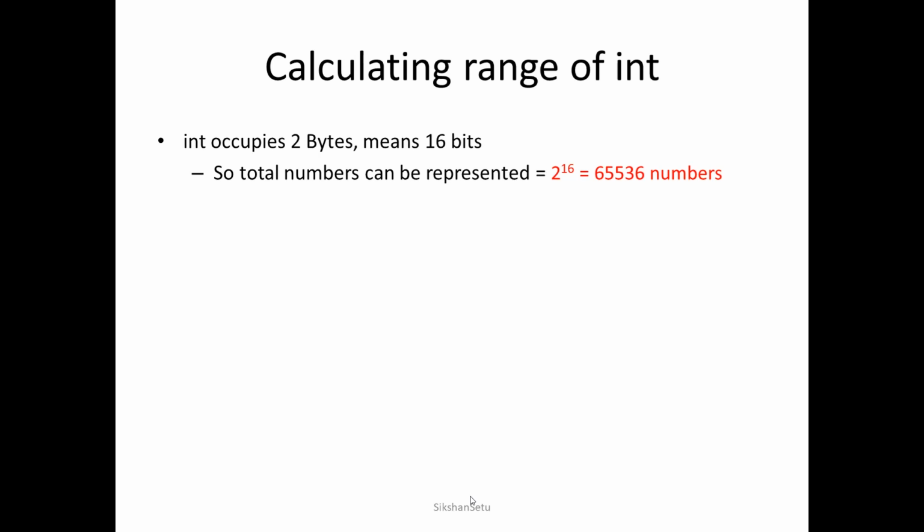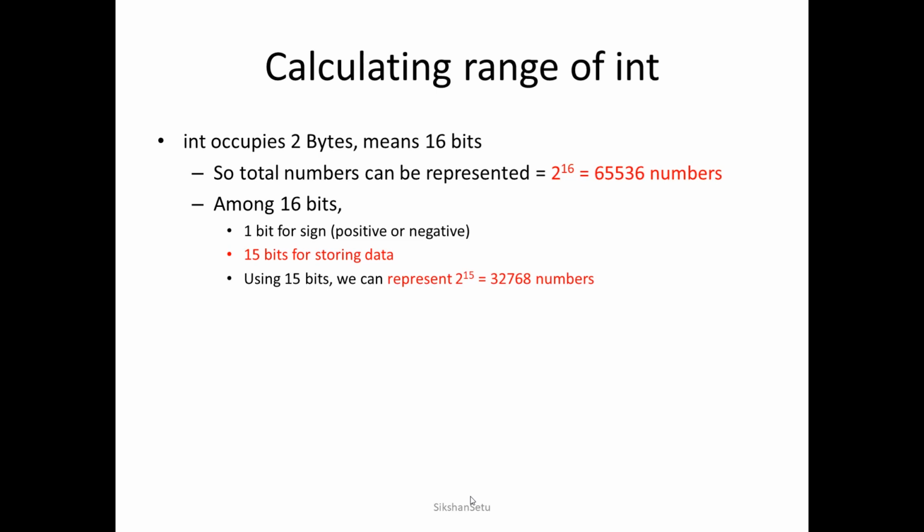65,536. But out of 16 bits, 1 bit is reserved for sign. It represents whether the number is positive or negative, and remaining 15 bits are to store the data. So using 15 bits we can generate maximum number 32767. So when sign bit is 1, it means it is negative. So the range we can get is minus 32768 to minus 1.